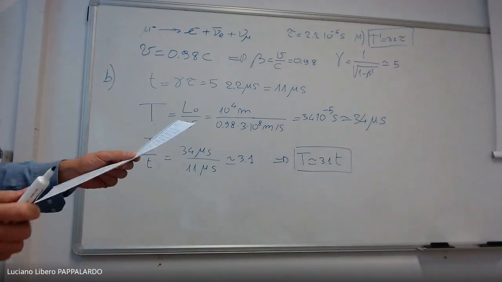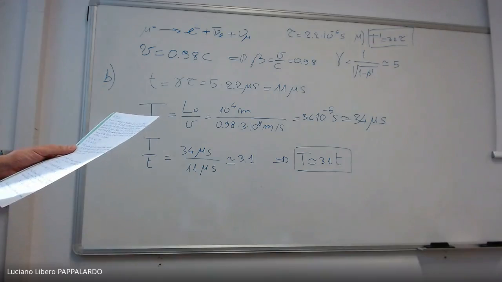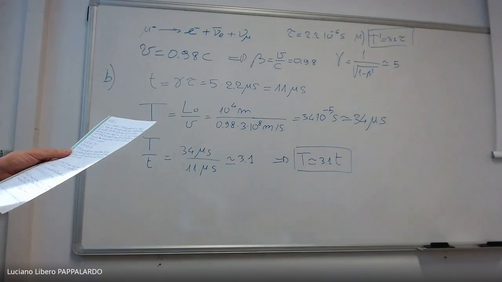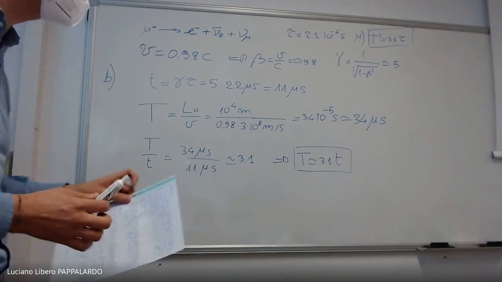The request C is the following. Let me just read again. So the number of muons decayed before reaching the Earth's surface, assuming that 1 million muons are produced simultaneously at a height of 10 kilometers from the Earth's surface.